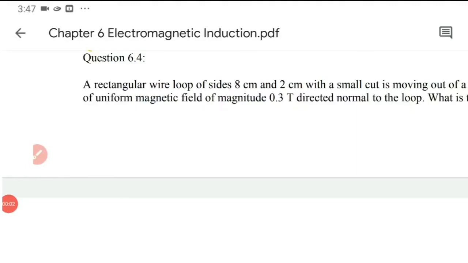Welcome to today's lesson in physics. Today we are discussing a few problems from the exercises.